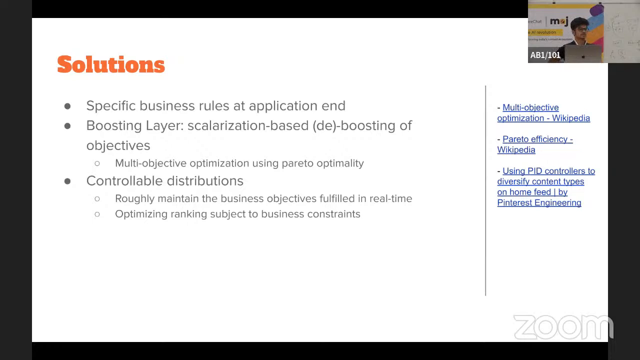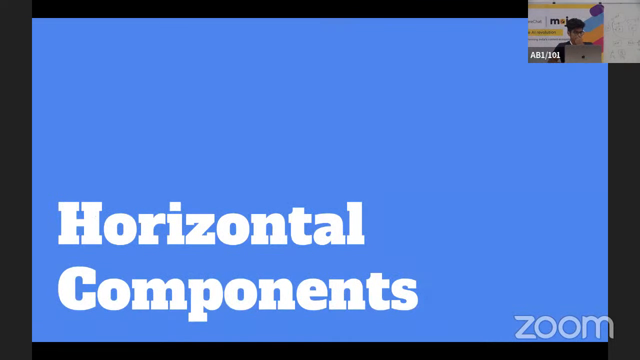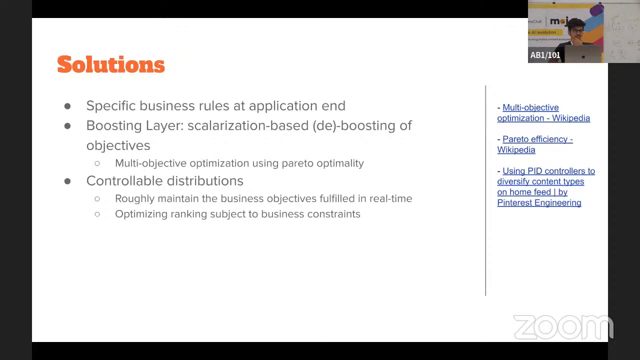You'll see if data is available, you'll see if it's feasible, you'll see how to formulate it. It still needs to be a ranking problem because you need to rank different pins, but how do you turn different business objectives into this? So for us, it became a boosting layer formulation. For Pinterest, it became a controllable distributions formulation. Yeah, this was the business layer.